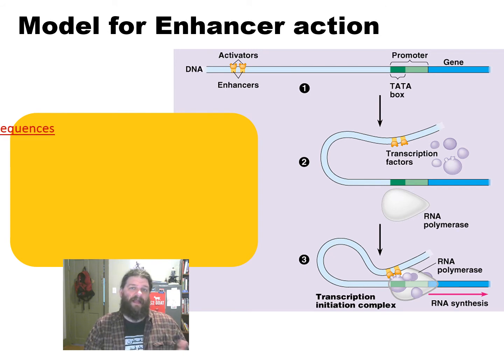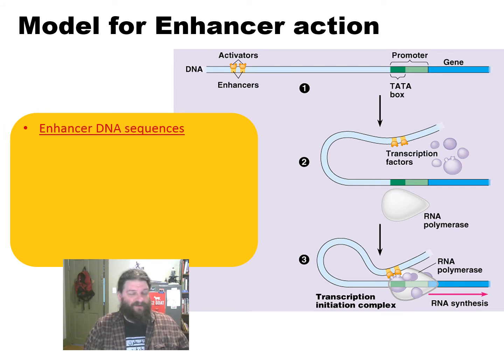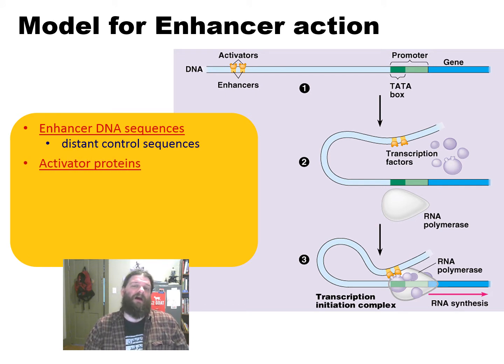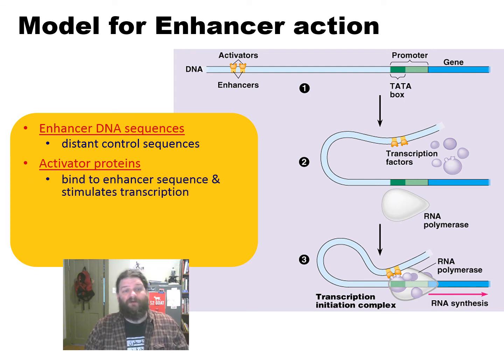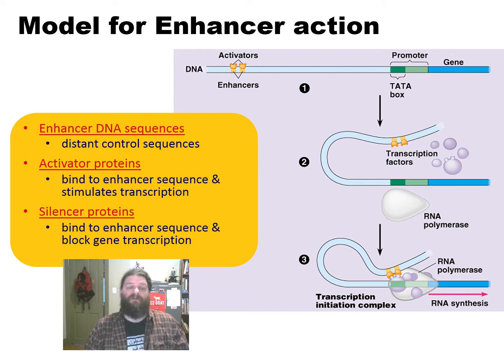Even though that enhancer region might be located quite a distance from the rest of the gene itself, it's still a way to control the gene based on what types of proteins are going to be able to interact with that enhancer region. There are activator proteins that are going to make the transcription go better, but there are also silencer proteins that will block the transcription if they complex with those transcription factors.